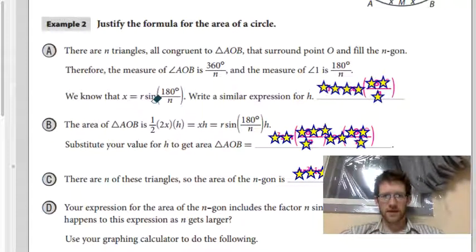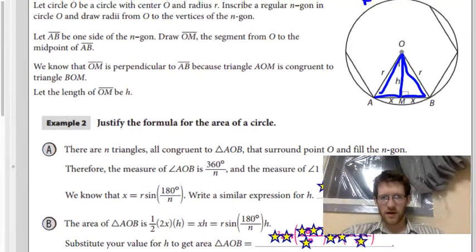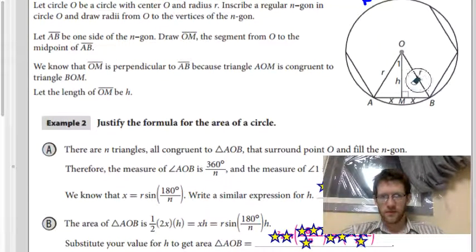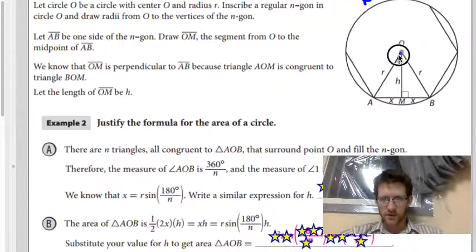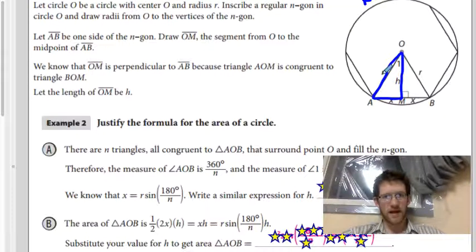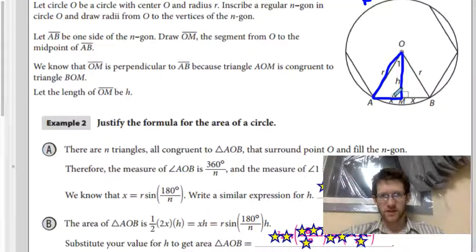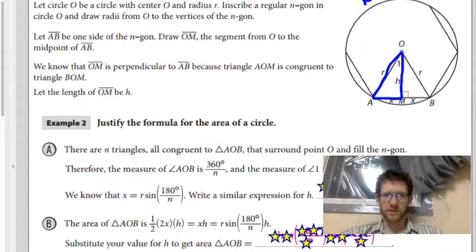We know that x equals r times the sine of 180 over n. Also, we just stole that from earlier. That's fine. So we want a similar expression for h. Okay, let's figure out h. Let me go back here. We're just going to focus on one of these triangles, the one on the left again. So this triangle here, we need an expression for h. And we could do h either as an expression of r or as an expression of x. Let's do it with r, just like we did before.